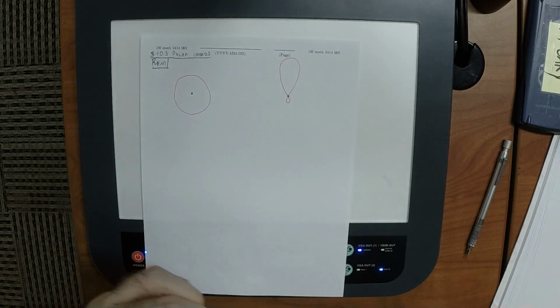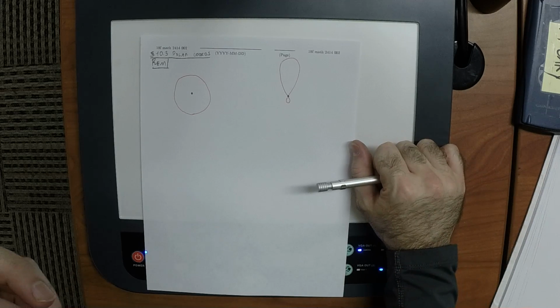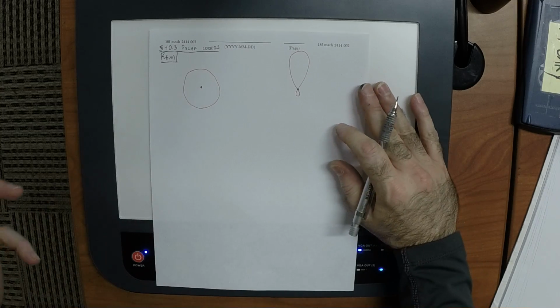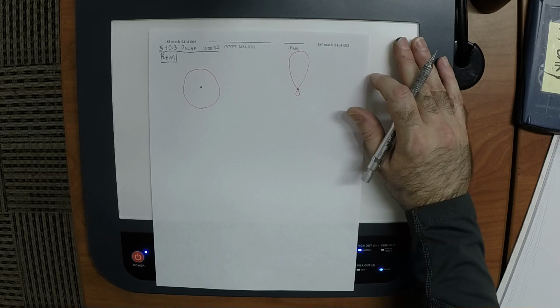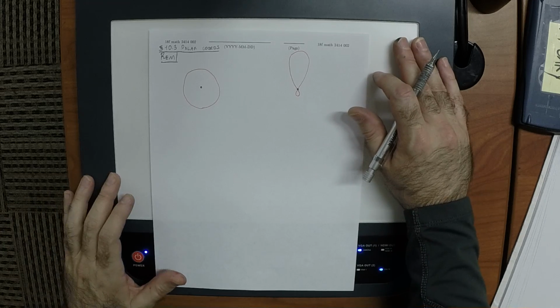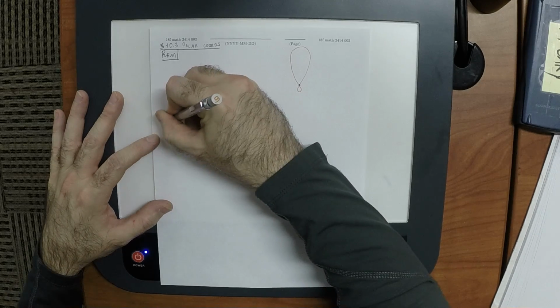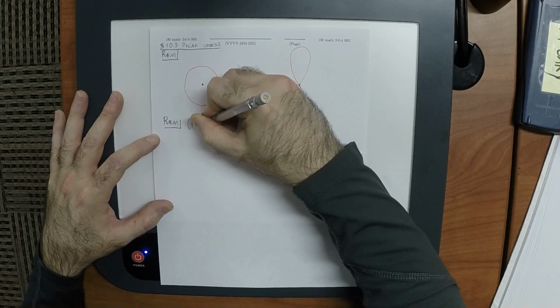So instead of having a function y is a function of x, and instead of having parametric equations, x is a function of t and y is a function of t, rather what we're going to have is a function where the radius is a function of the angle. Okay. So this is the polar coordinate plane.